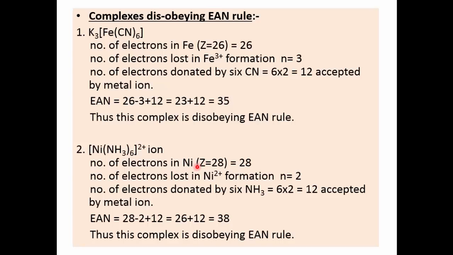Z, we know that the atomic number of nickel is 28. There is formation of Ni2+ ion. That means the value of N is equal to 2. 2 electrons are lost. There are 6 ammonia molecules which donate 12 electrons, which are accepted by the nickel ion. Substitute these values in this formula. So 28 minus 2 plus 12 becomes 38. So this is not agreed with any atomic number of an inert gas, and therefore this complex is disobeying the EAN rule.